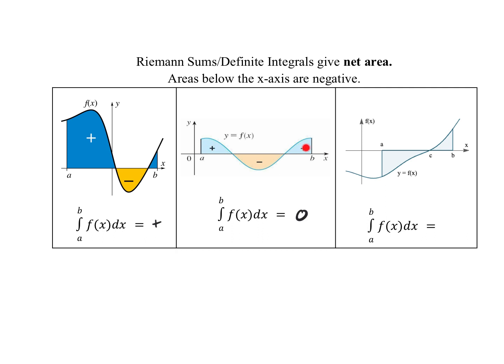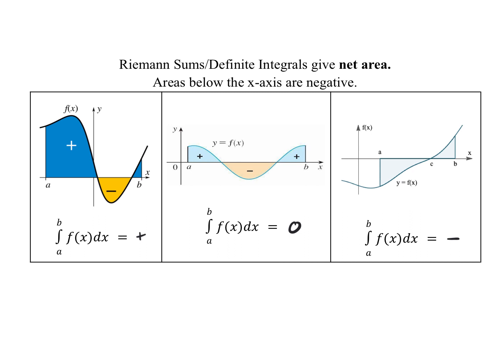So here you can see that if you combine these two positive areas, it looks like it's about the same shape and size of this negative area. So it's very possible that the negatives cancel out the positives and you end up with just 0. Or, of course, it is also possible for our definite integral to be negative. So if the area between the curve and the x-axis is larger under the x-axis than above, then our definite integral will be negative. So just remember that definite integrals give a net area where anything below the x-axis is negative.